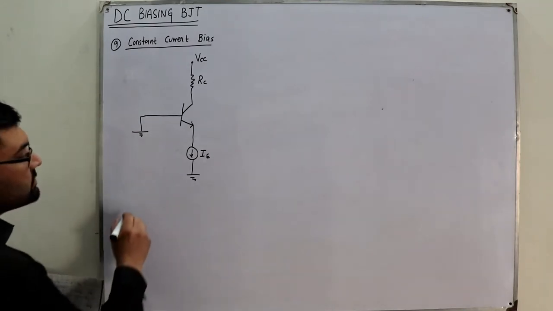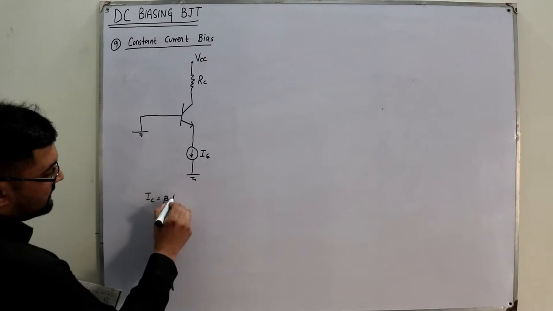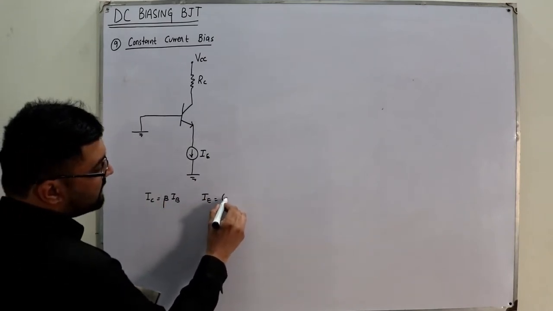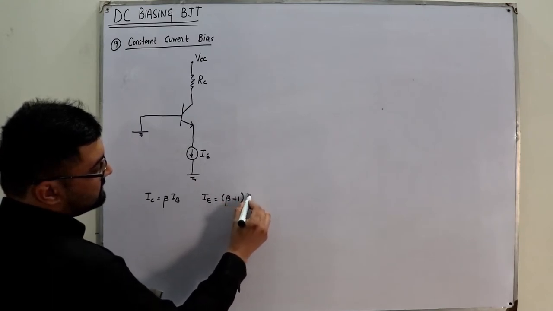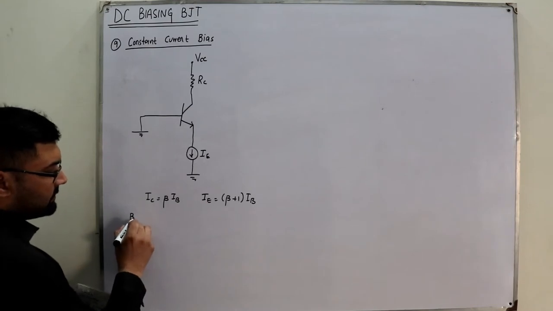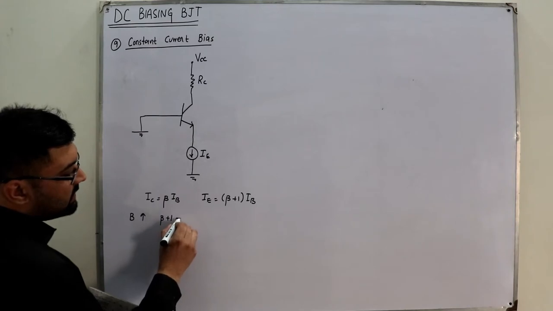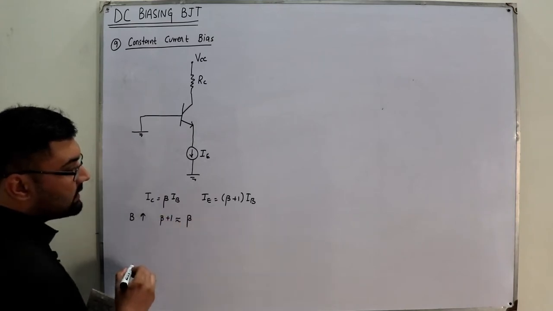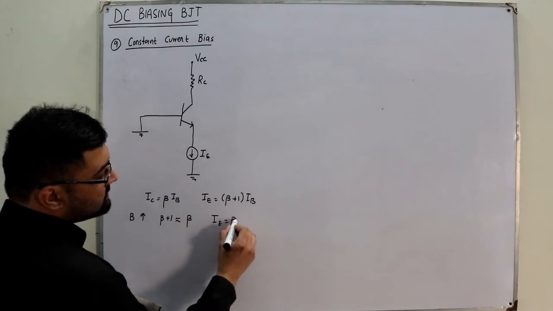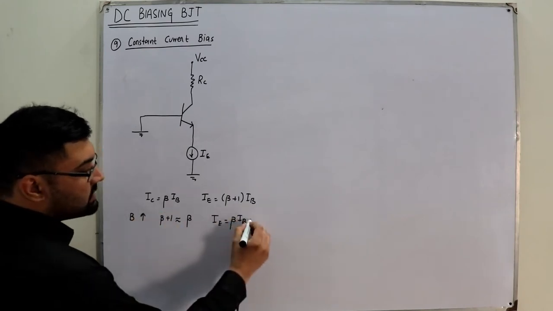So as you know, IC is beta times IB, and IE is beta plus 1 times IB. This you know from your basics. Beta is quite a high value, such that beta plus 1 is approximately equal to beta. So this would imply that IE is equal to beta times IB, which is IC, right?